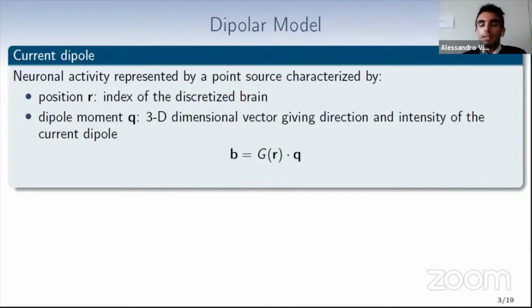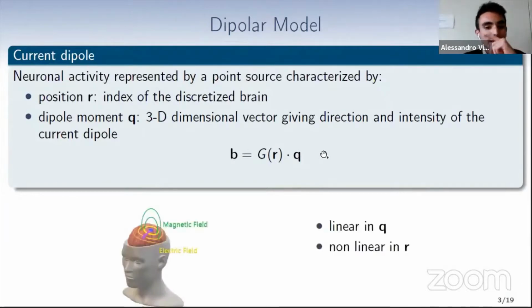And we already saw that the link between what we measure, so the electric or the magnetic field, and the position and the dipole moments is given by this equation. And we see that the problem is linear in the dipole moments, so in Q, that before at the first talk this morning was called M, and non-linear in the positions.